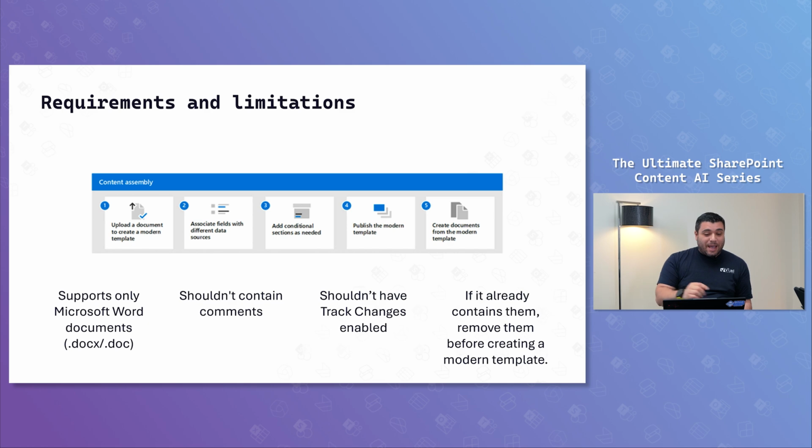So here are the requirements and limitations, and you can see on the image how that works. We basically have to upload the document to create a modern template. Then we will associate fields with different data sources. In the next slide, I'm going to explain what kind of data sources we have. We can add conditional sections if needed, something where you say, okay, show me that section only if a certain value is met. We'll publish that, and then we create new documents within our document library.